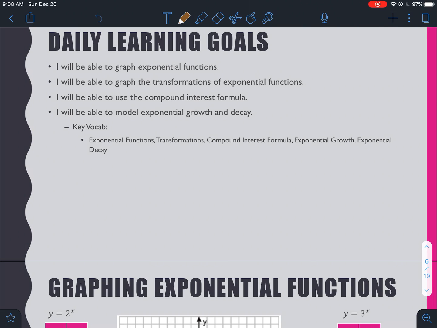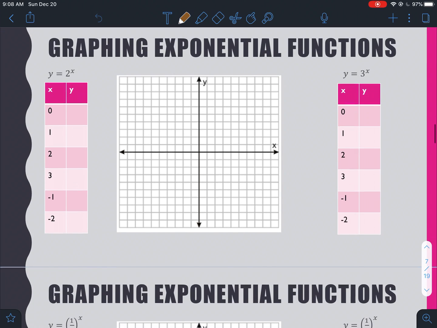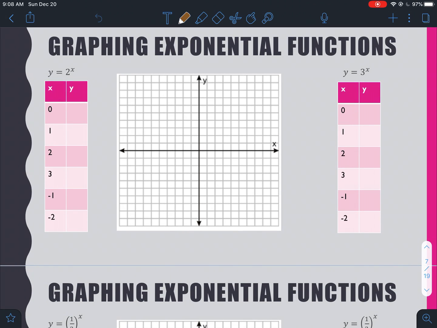So today we're going to talk about exponential functions. This unit we've talked about the rules of exponents, how to classify polynomials, how to add polynomials, subtract polynomials, multiply and divide polynomials. So today we're going to talk about exponential functions and how to graph them, and then how to use some exponential functions in the real world.